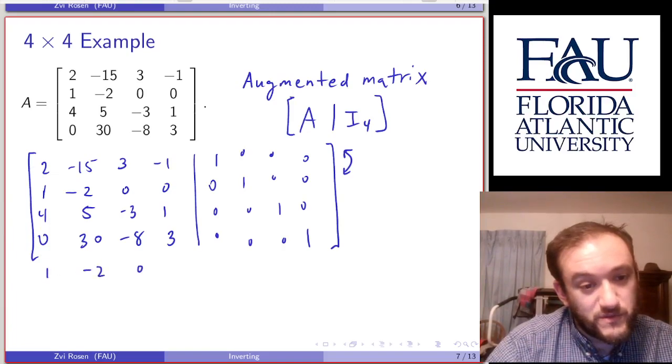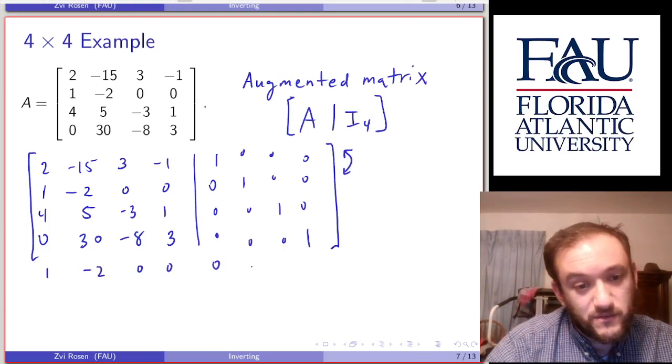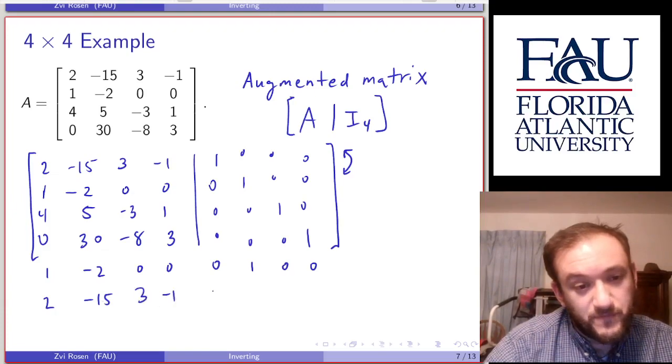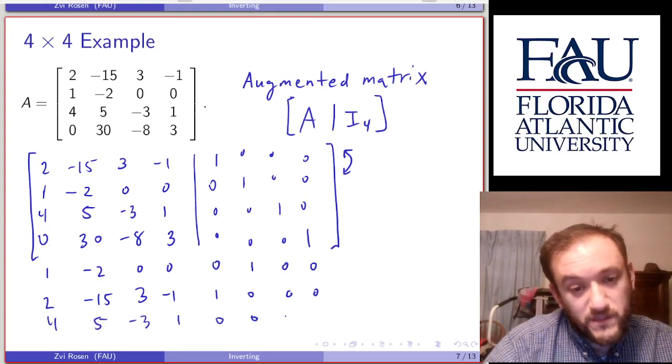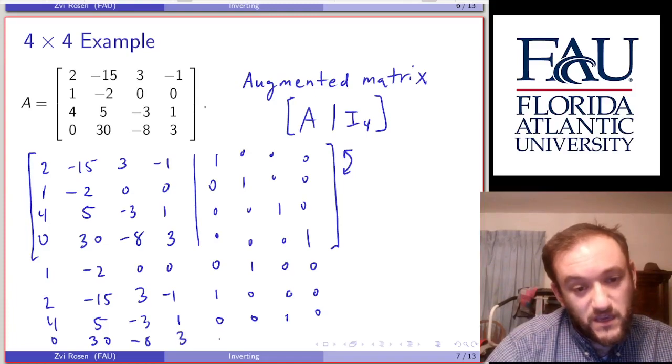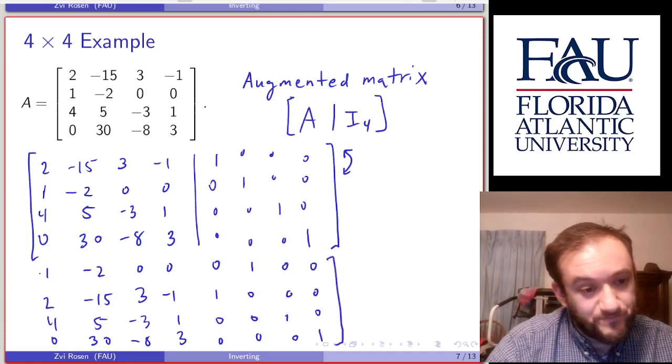1, minus 2, 0, 0, 0, 1, 0, 0, 2, minus 15, 3, minus 1, 1, 0, 0, 0, and then the remaining two rows are the same: 4, 5, minus 3, 1, 0, 0, 1, 0, and 0, 30, minus 8, 3, 0, 0, 0, 1. Okay.